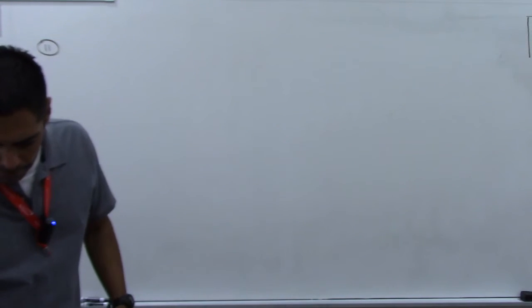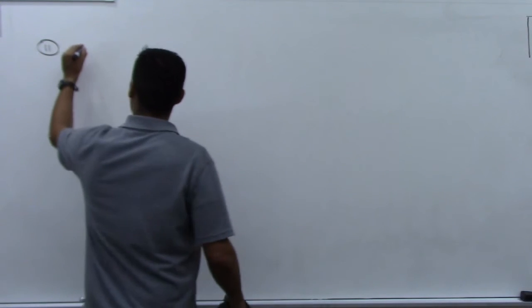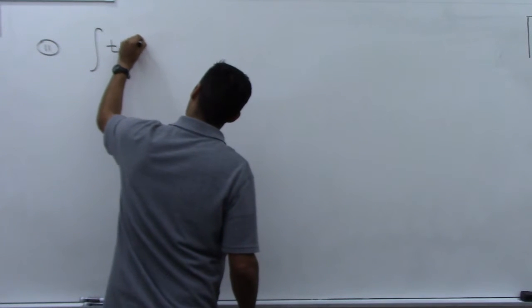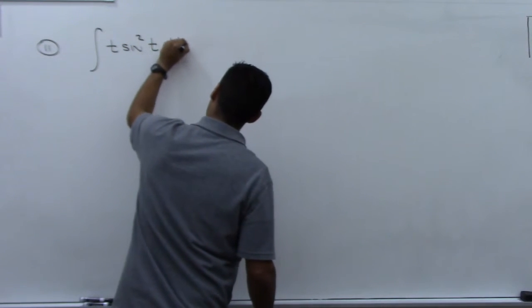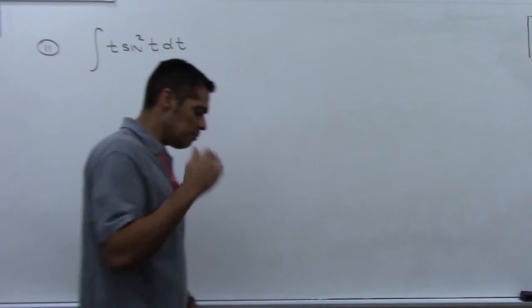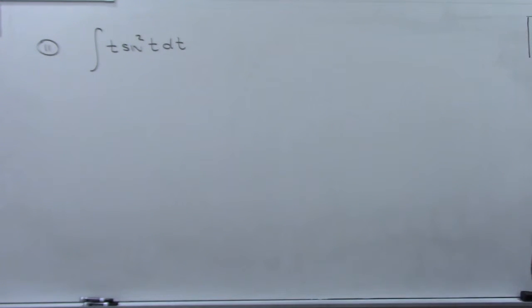Number 11. The integral of t sine squared t dt. Okay, so this doesn't look like anything that we've done up to this point because you have a sine squared there, but you also have a t there.